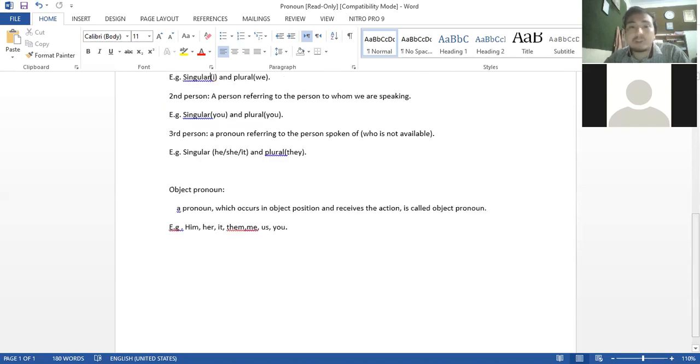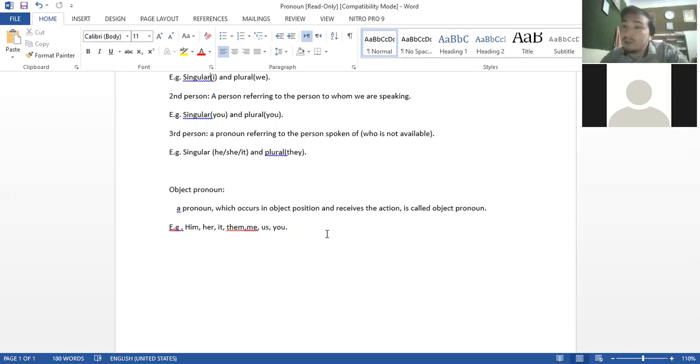Now, we'll go to the object pronoun. What is an object pronoun? The receiver of an action is called an object pronoun. For example, if I say, I touched the book, I'm doing the action. What is my action? Touch. Which thing is receiving my action? Book. So book is the object. Now the book is an object noun.